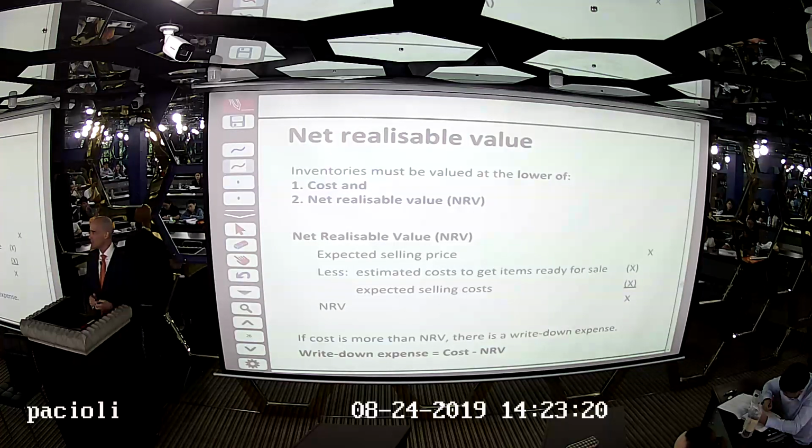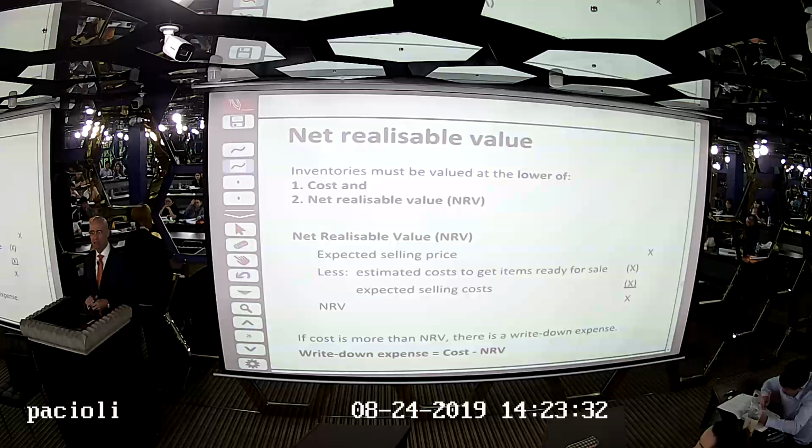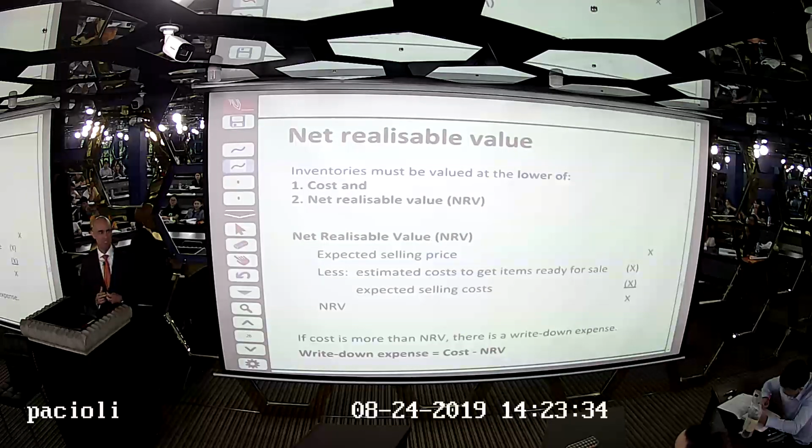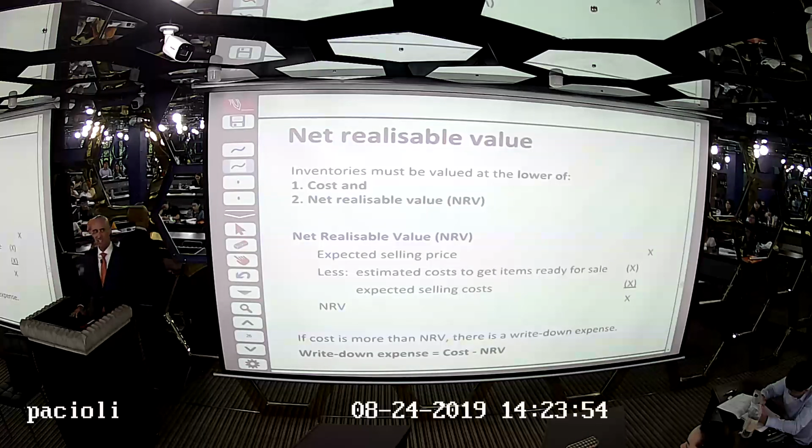How about the price of oil right now? Going down. During a recession, people do less business, so you have less demand for oil. So the price of oil should go down. So the cost of inventories can go down. If that happens, you may have what we call a write-down expense.